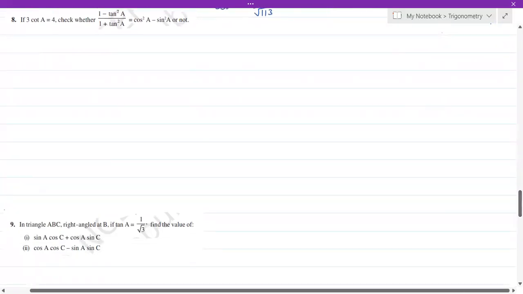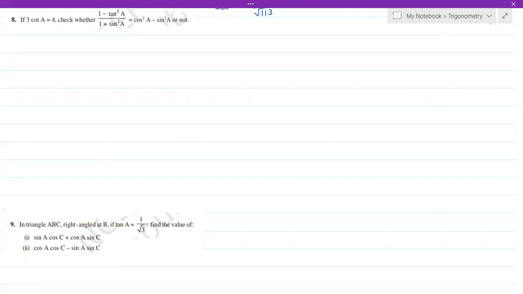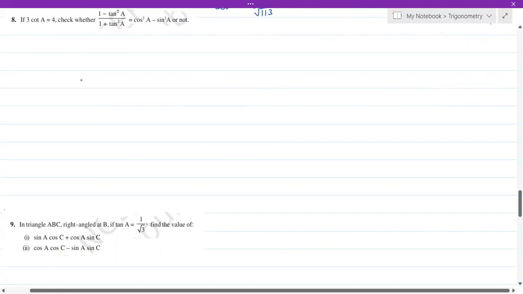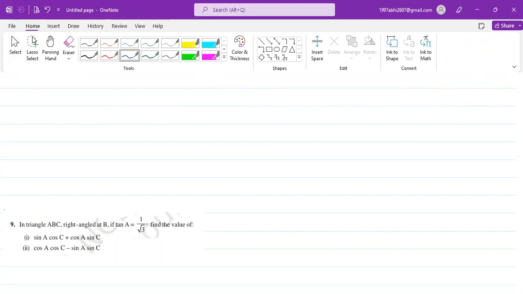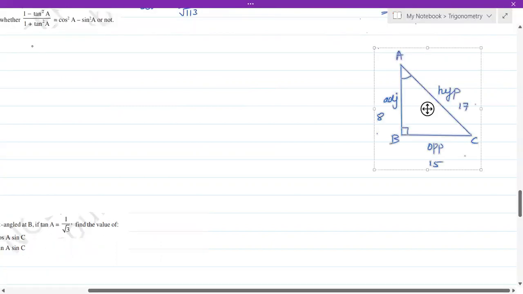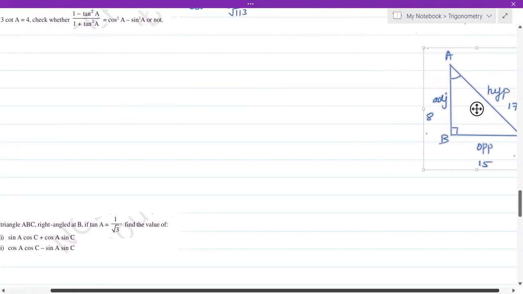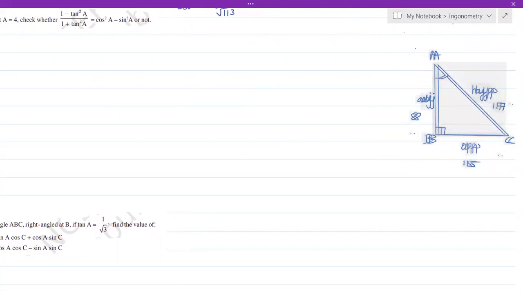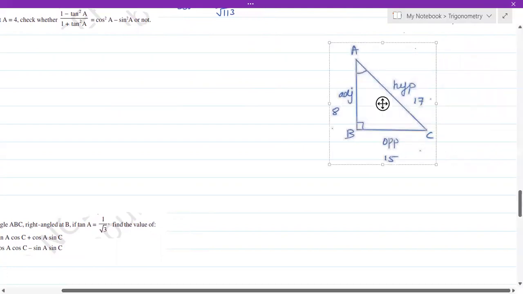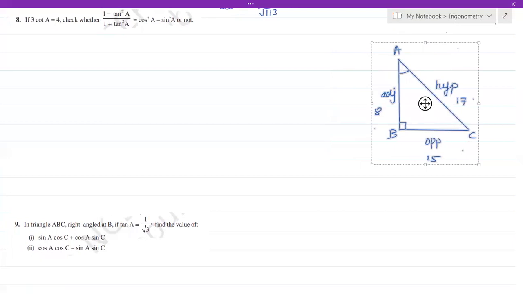They have given 3 cot A is equal to 4. We have to check whether (1 minus tan square A) by (1 plus tan square A) is equal to cos square A minus sin square A or not. Whether it is equal or not, that's what we have to check. Okay, so let's do that. Let's take the triangle here. Let me move this a bit this side. Yeah, now it's fine.